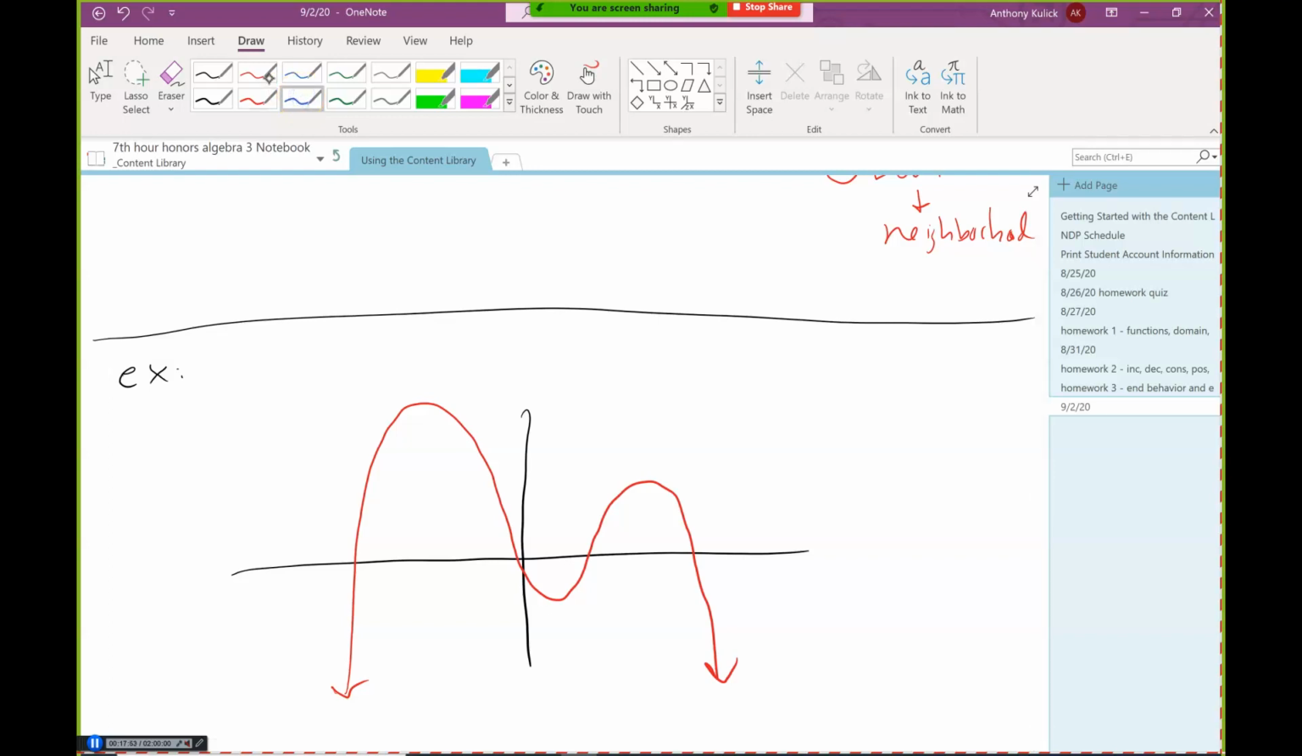So let's say we have this graph. How many maxima do we see on this graph? 2. Good. I see one right here, and then one right here. Everybody okay with that? The one on the left, is that a local or global maxima? That's global, right? Because it's the overall highest point. And then the one on the right is a local. Everybody good there?